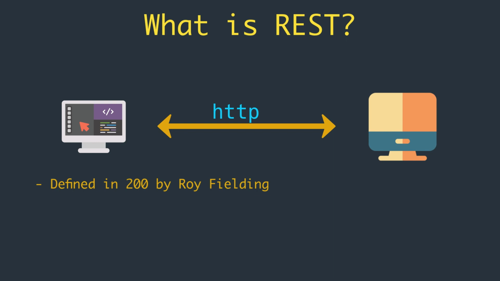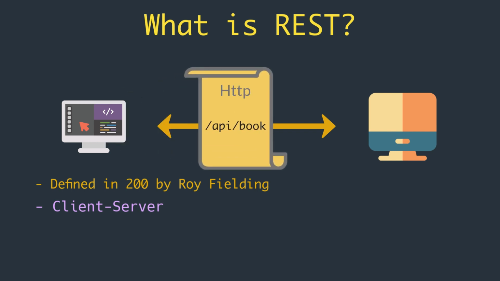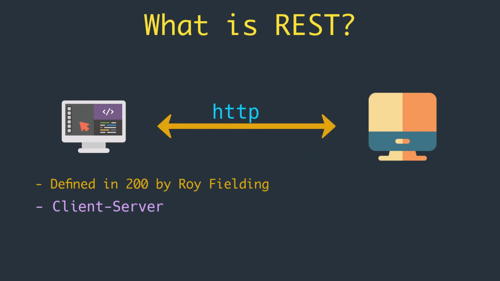It includes several constraints like client-server. System A makes an HTTP request to a URL hosted by System B, which returns a response. The next one is REST is stateless. The client request should contain all the information necessary to respond to a request. Another one is cacheable. A response should be defined as cacheable or not. And the last one is layered. The requesting client need not know whether it's communicating with the actual server, a proxy, or any other intermediary.